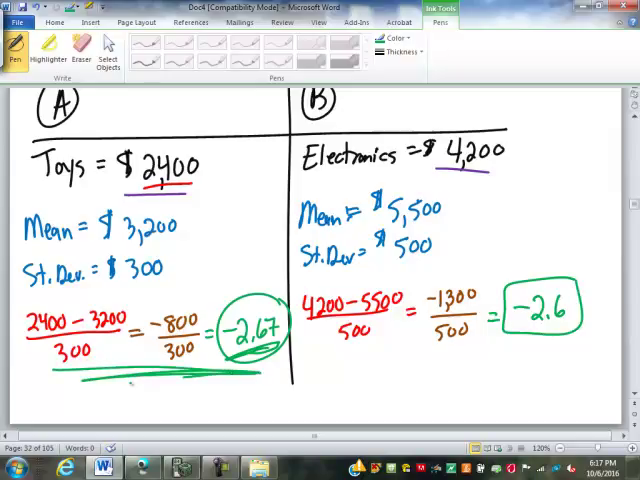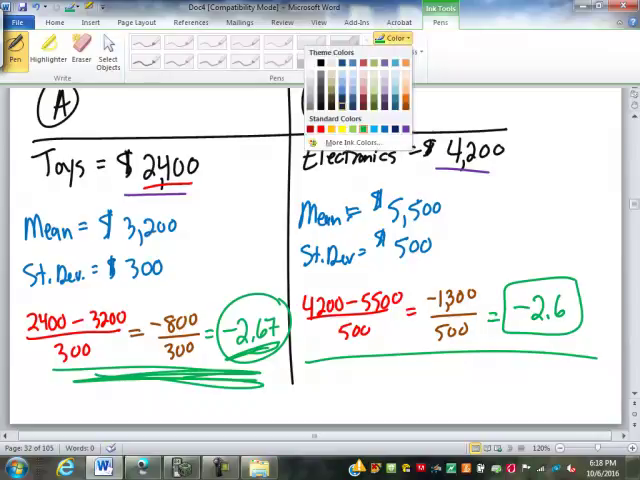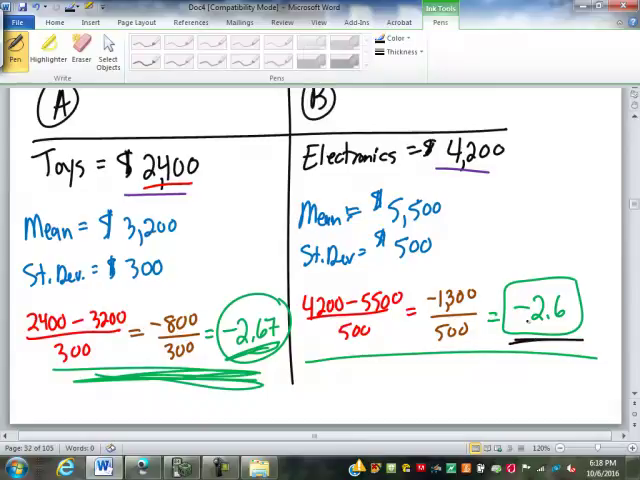So the person in toys is still worse. They are 2.67 standard deviations below the mean of their peers. The person in electronics is 2.6 standard deviations below the mean of their peers. Not much worse, but salesperson A is definitely worse. So they're out the door. I'd probably find any way to get rid of this person soon anyway.